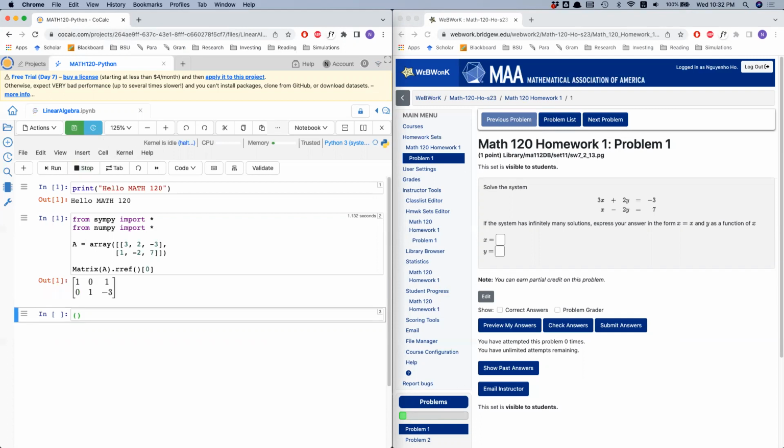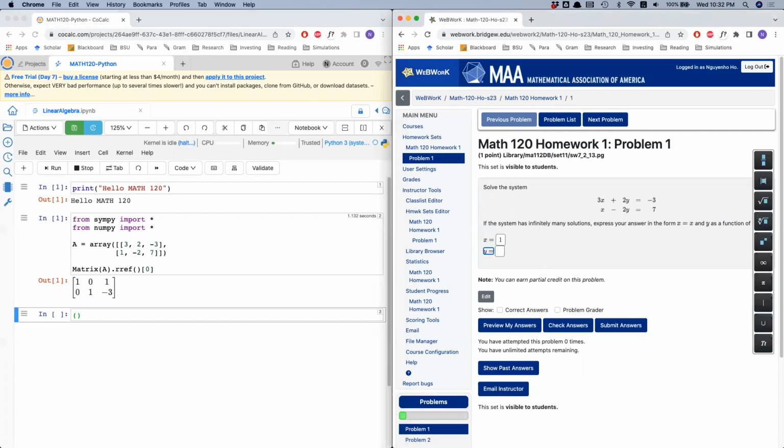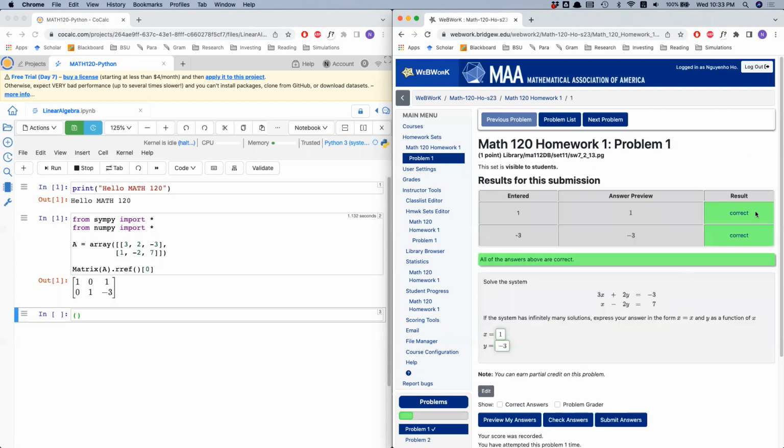So you get the reduced row echelon form. This shows that x is equal to 1 and y is equal to -3. Let me input the values in here and see what happens. And remember, these problems are randomly generated, so your numbers will be different from my numbers. Don't worry if you see a different system than yours. I'm going to submit the answer and hopefully it's correct.